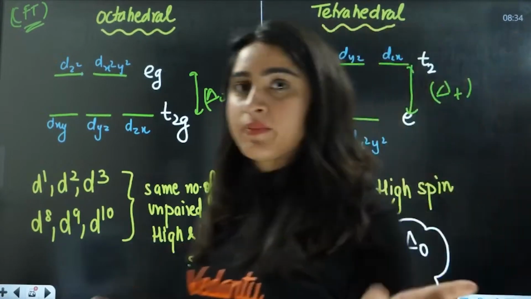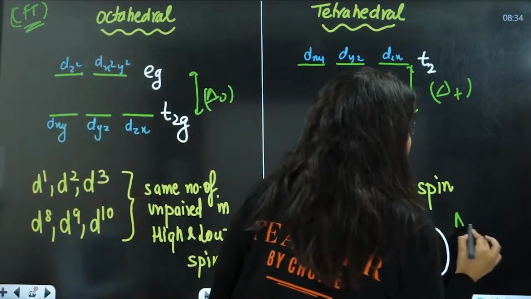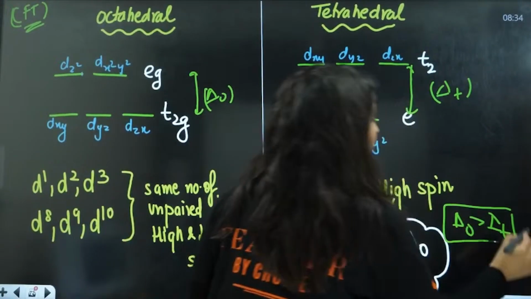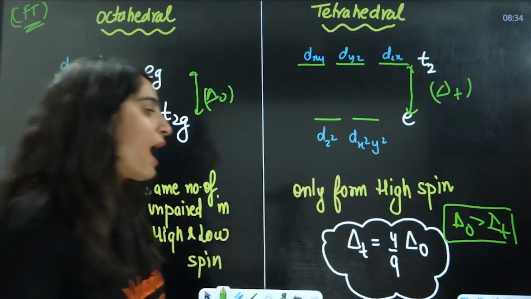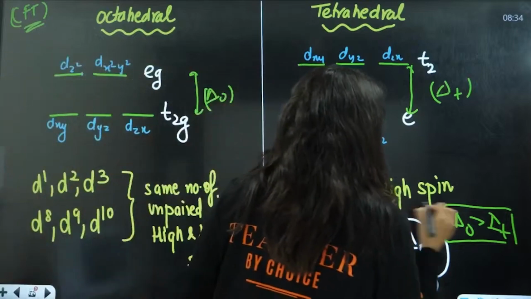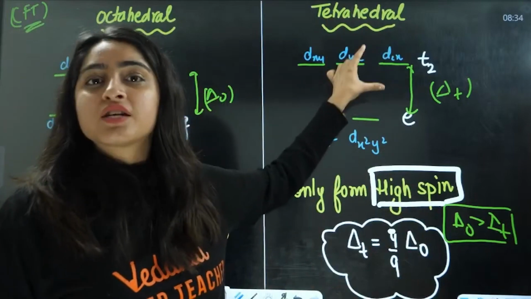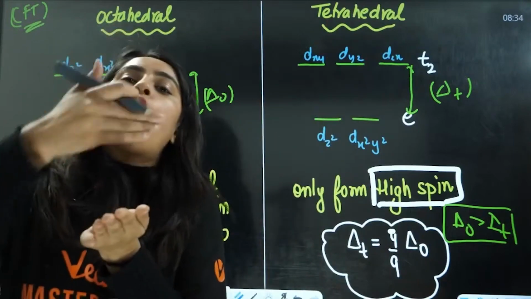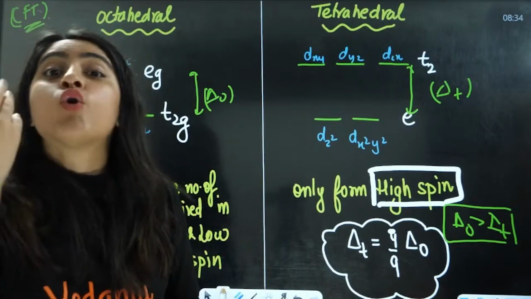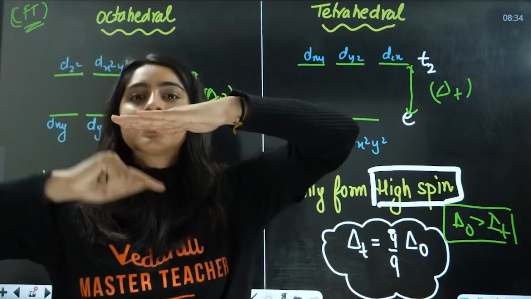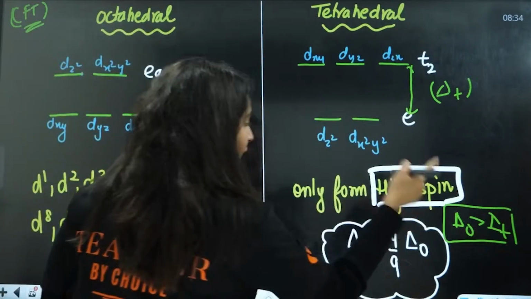What is the relation between delta T and delta O? Delta T is equal to 4/9 delta O. That means delta O is greater than delta T. That is why tetrahedral complexes always form high spin complexes. The CFSE, crystal field splitting energy, is so low that there will be no pairing, because the gap is so small the electrons will always jump to the upper level.